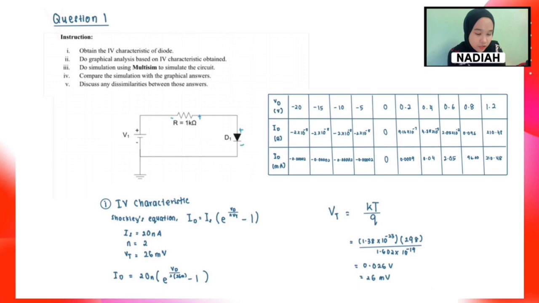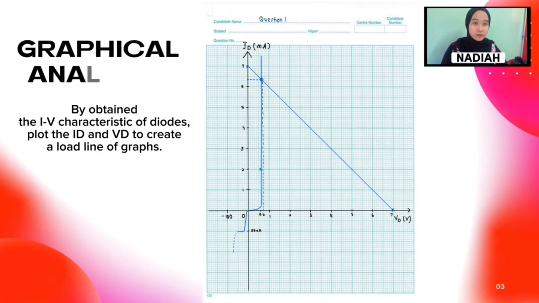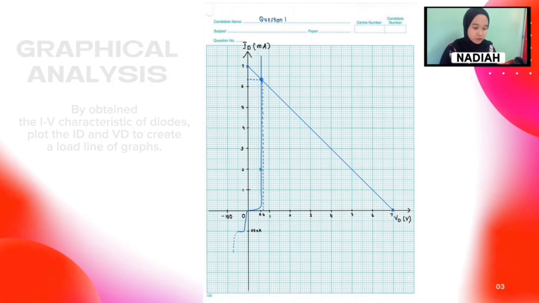For this question, we use IS equal to 20 nanoampere, N equal to 2 and VT equal to 26 millivolt. We use N equal to 2 because based on this figure, we use a standard 1N4001 diode, which is a silicon diode. So we do the table and then we can find the value of ID based on the Shockley equation. Then after finishing the table, we go straight to plot the graph for the IV characteristics. So this is how the IV characteristic graph looks like.